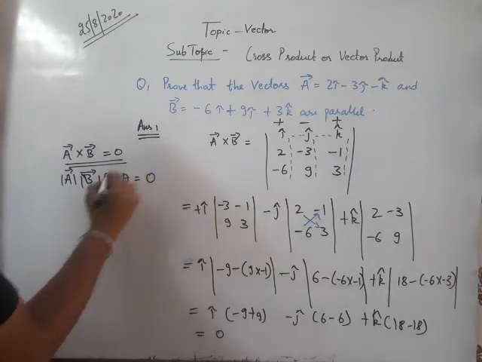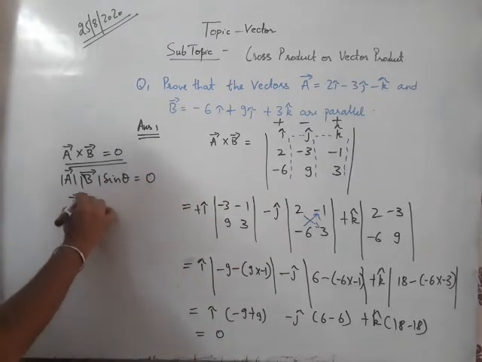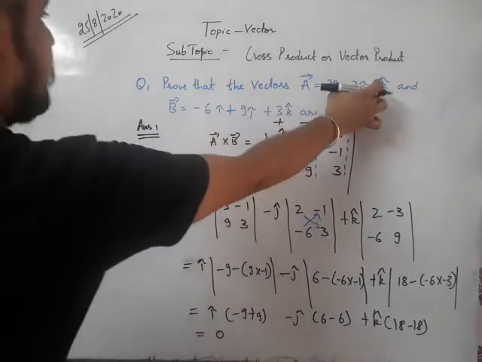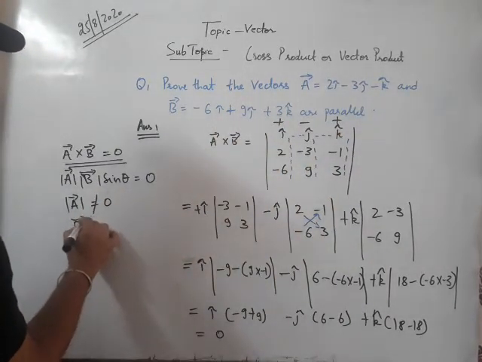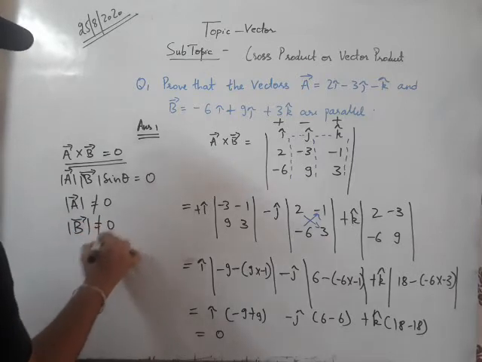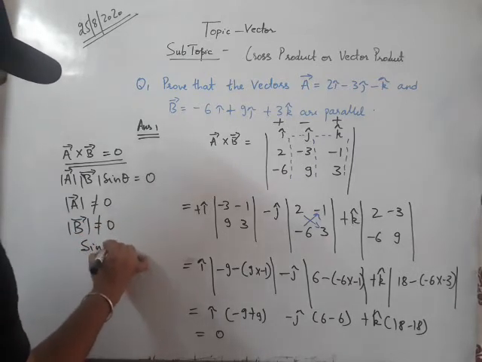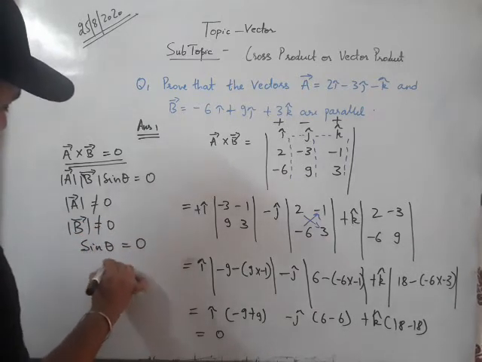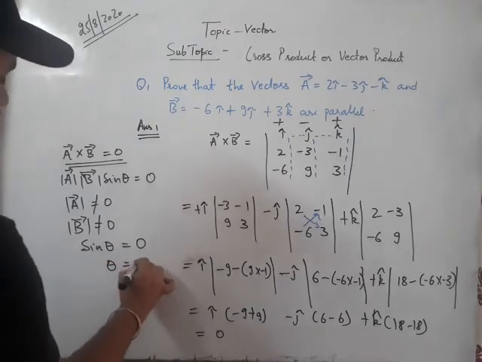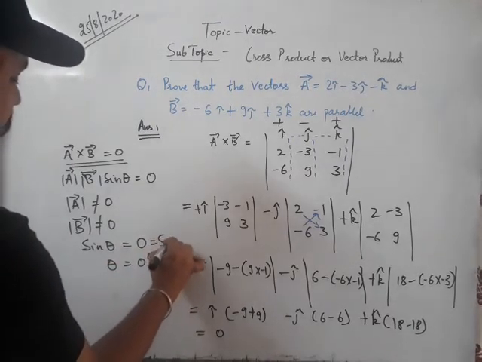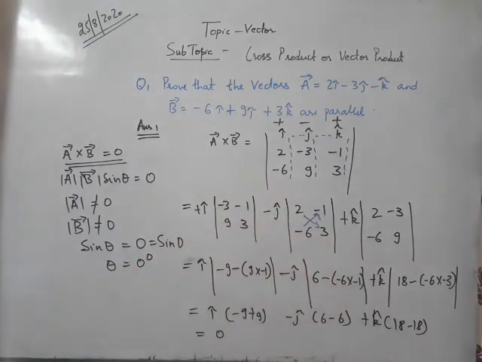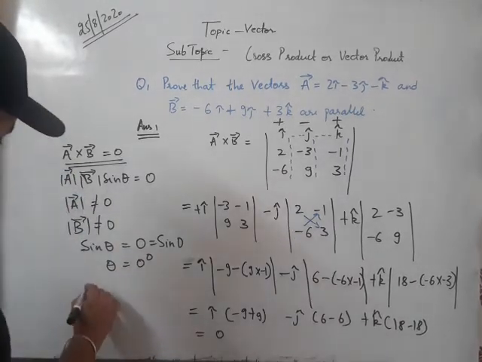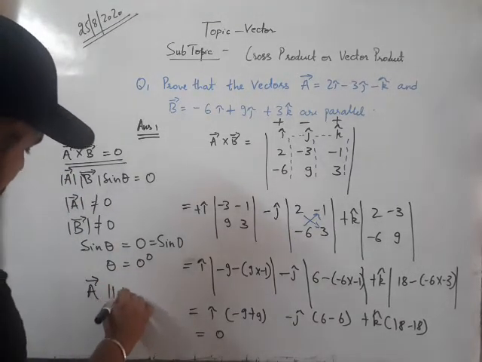If it is equal to 0, since A, you all know over here, A is not 0. You can check also, B vector modulus is also not 0. So sine theta will be 0. Sine theta is 0 when the angle will be 0 degree. Sine 0 is 0. So theta will be 0 degree. So A and B vector will be parallel to each other.